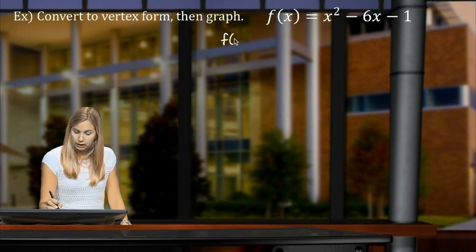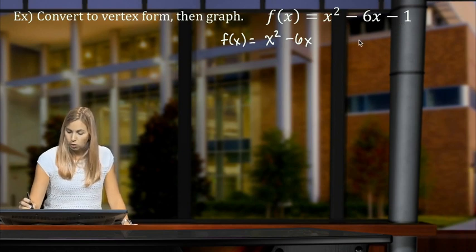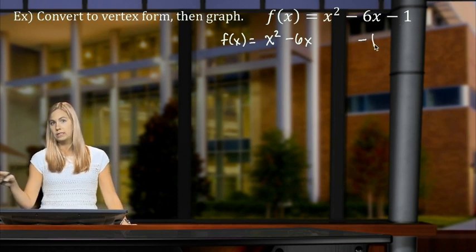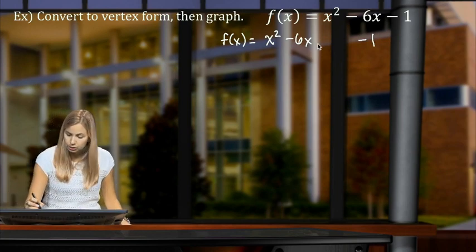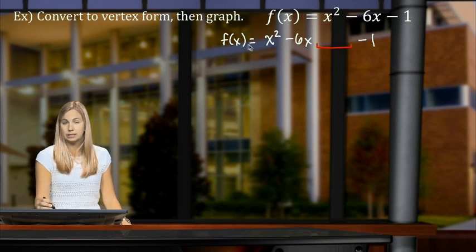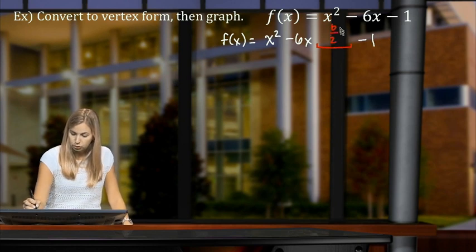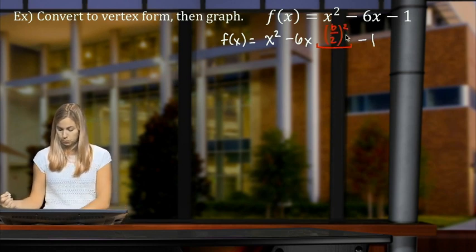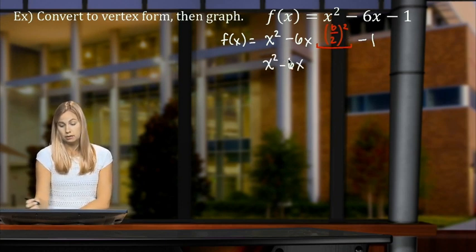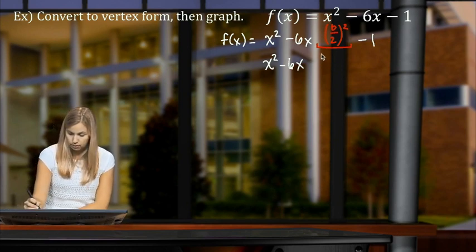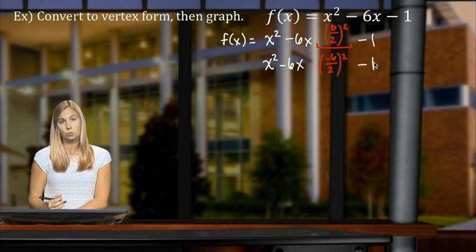So the first step for completing the square, we're going to take this minus 1 and just move it down. It's still there. We're just kind of putting it out of the way for a minute. And what we're trying to do is fill in a value here that completes the square of this quadratic. Now this value is going to be b over 2 squared. So I've got x squared minus 6x. This is my b. So this value is going to be negative 6 over 2 squared. Don't forget, we still have the minus 1 there.